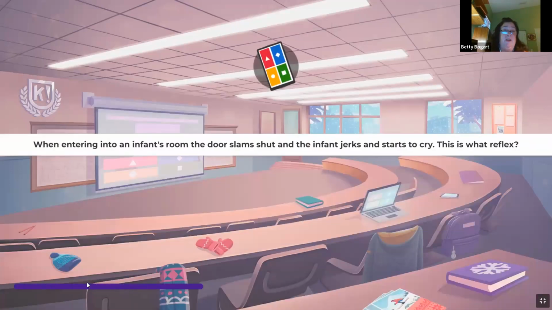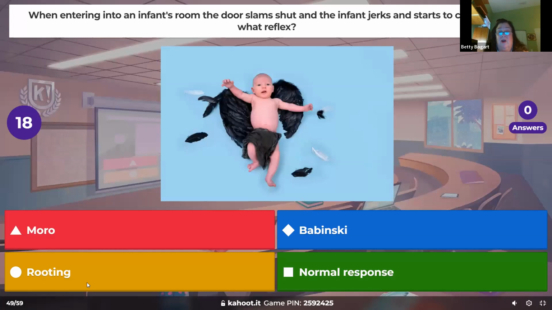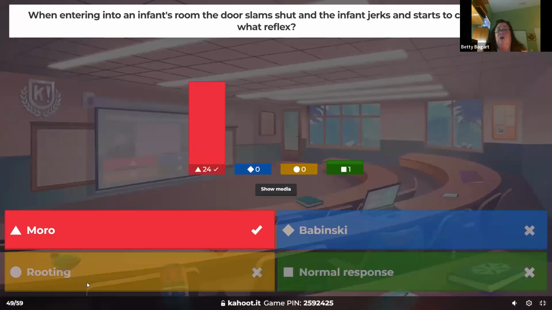When entering an infant's room, the door slams shut and the infant jerks and starts to cry. What is that reflex called? Now, I told you one of the names is startle. What's the other name for startle, right? We know what Babinski is, stroking of the foot. We know what rooting is, touch those little cheeks and they want, I want to eat. And it's called a Moro reflex. Very good.